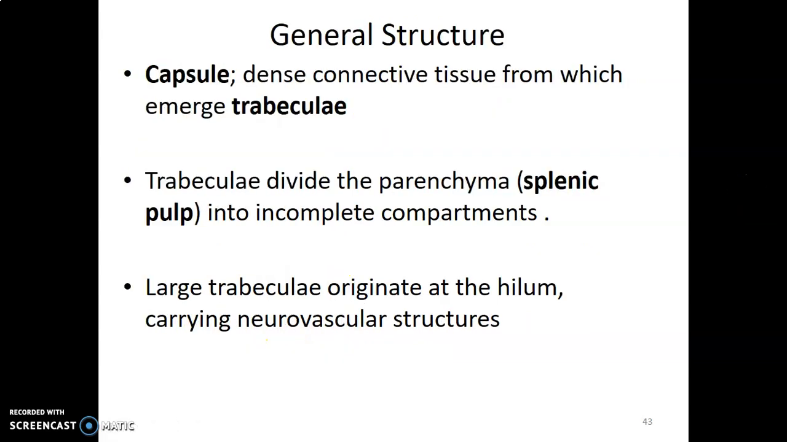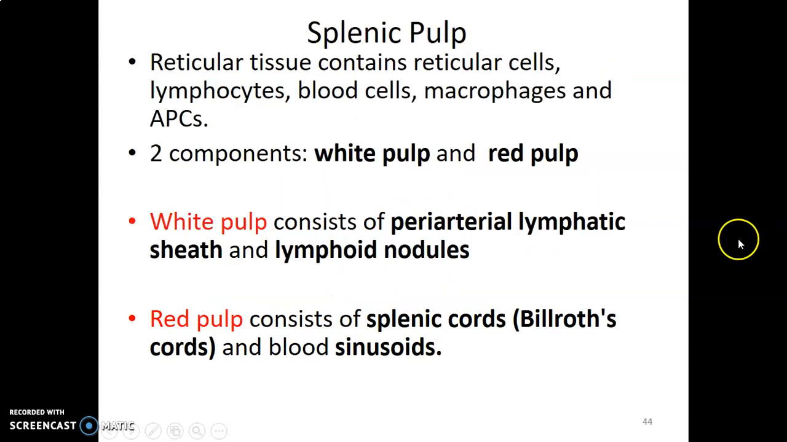What's the general structure of the spleen? It's covered by a capsule. This capsule is dense connective tissue, and from it we have trabeculae that move from the capsule to divide the parenchyma of the spleen into incomplete compartments. The large trabeculae originate at the hilum, and the branches of the neurovascular structures at the hilum are carried into the parenchyma of the spleen following these trabeculae.